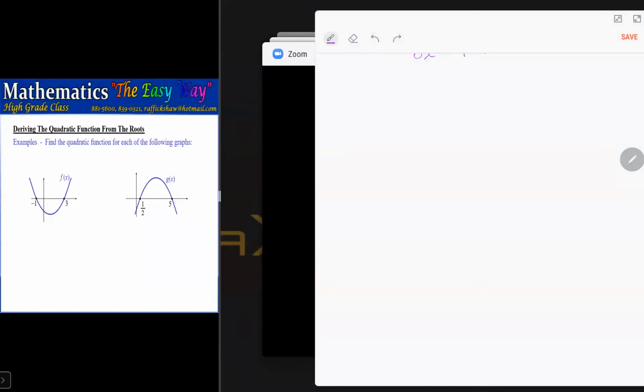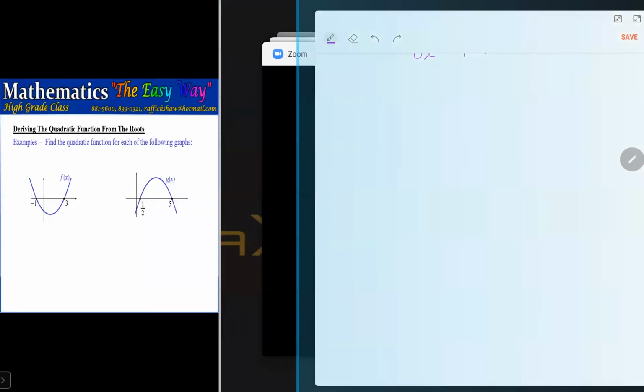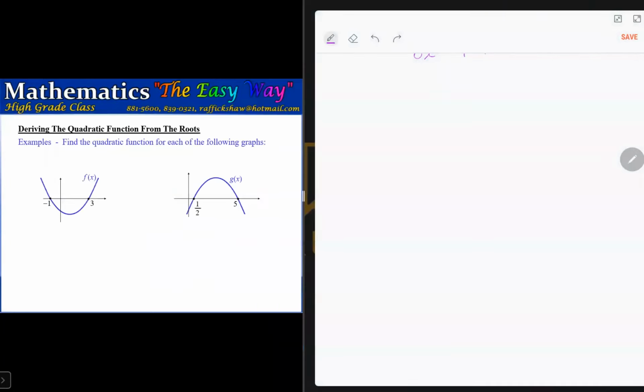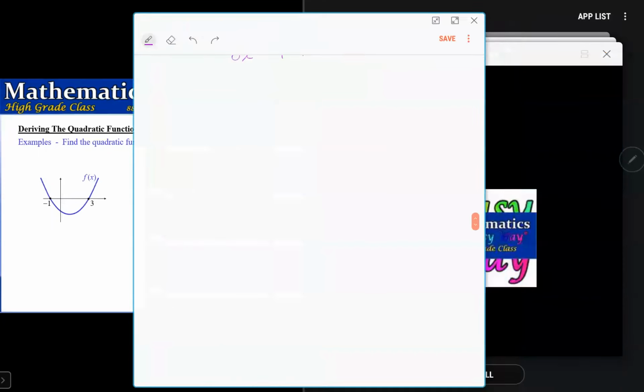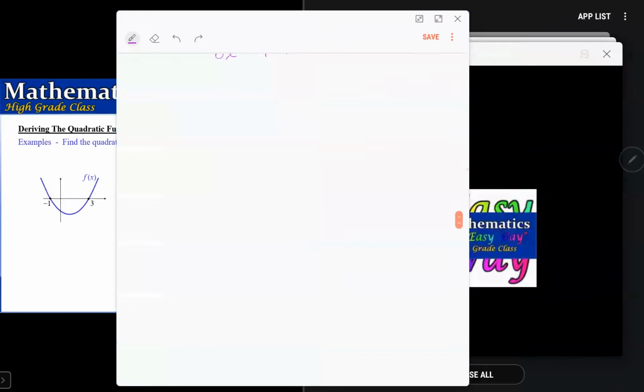Oh, it's made that smaller. Didn't want this to be smaller. I want it to stretch this thing. All right, it's not working, but it doesn't matter.